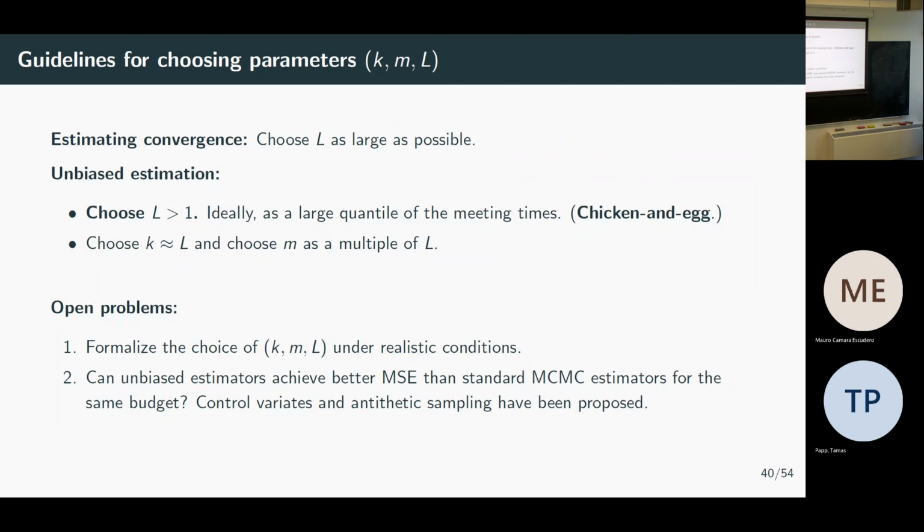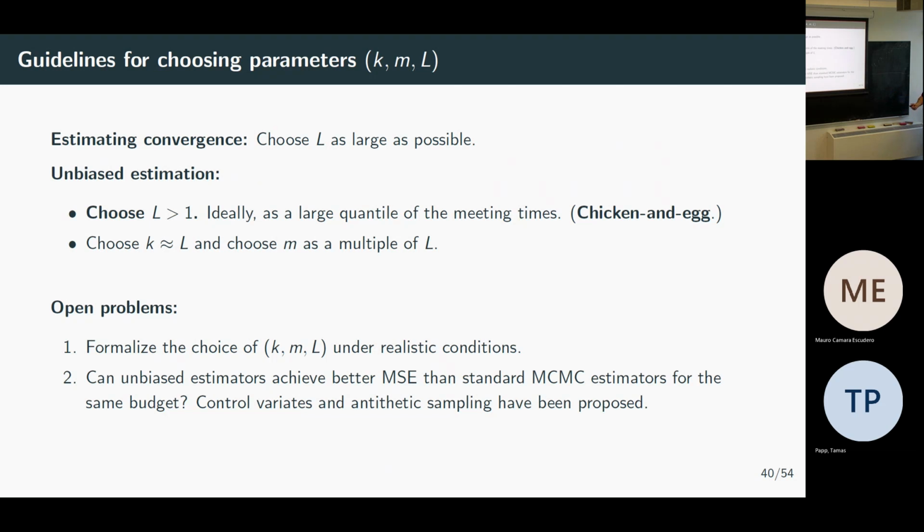Right, so here are the guidelines for choosing the lag parameters K, M, and L. For convergence, really it just makes sense to pick L as big as possible. You get sharper bounds, and you also get some security in that in the coupling inequality limit, meeting times should happen where they should and not too early, so you don't tend to underestimate.